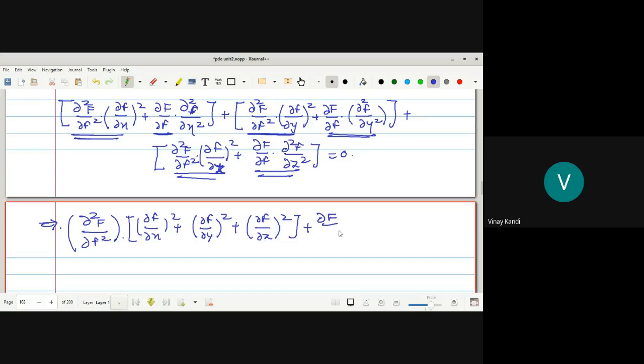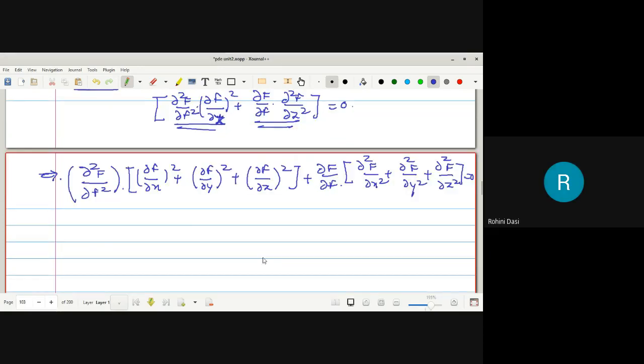So this is ∂F/∂f into bracket ∂²f/∂x² plus ∂²f/∂y² plus ∂²f/∂z² is equal to 0. Okay, any doubt up here? No, sir. Okay.